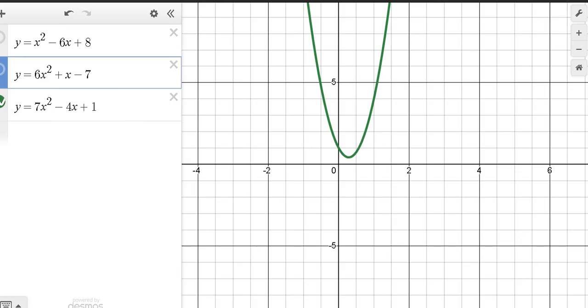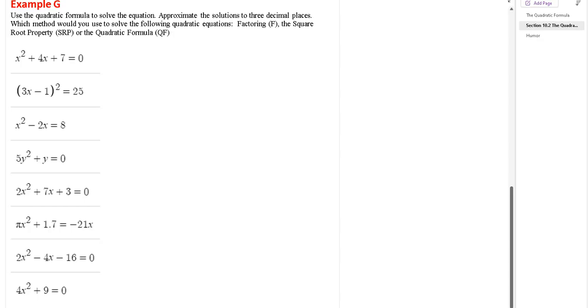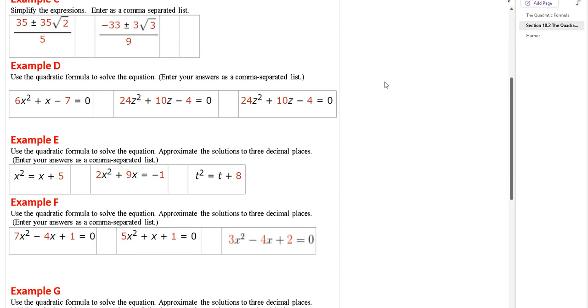All right. Let's do one more example like that, and then I'm going to want you to do some thinking on some examples. It's going to be just like something that I would put on the exam. Let's go back and try another one like this. Let's try this last one: 3x squared minus 4x plus 2 equals 0. So another one from example F.